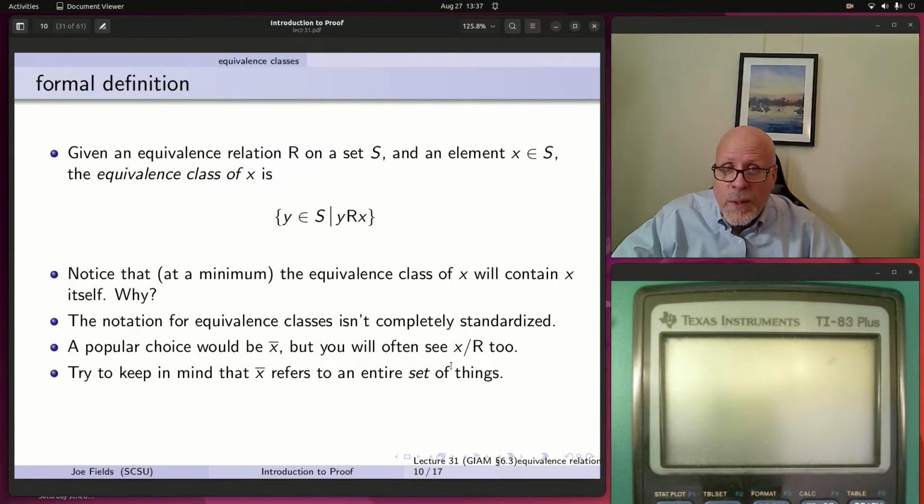You've really got to make sure that you get the distinction though. X bar is not the value X. It's an entire set of things usually. At a minimum, it's a set that contains X, so it's a different type than X itself. I guess I'm beating a dead horse here, but you can say X is an element of S, but X bar, you have to say it's a subset of S.